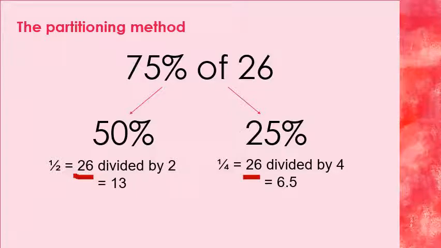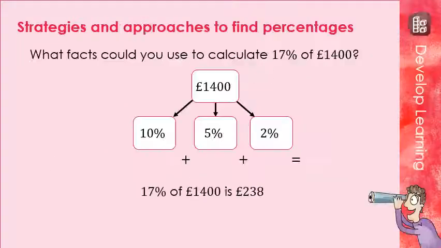And then if I know 50% is equal to 13 and 25% is equal to 6.5, I then just add those two amounts together, just in the way that I would add 50% and 25% together to make 75%. So 13 add 6.5 is 19.5. So using that partition method is a really good method to find difficult percentages. Okay, so let's have a look at this example.